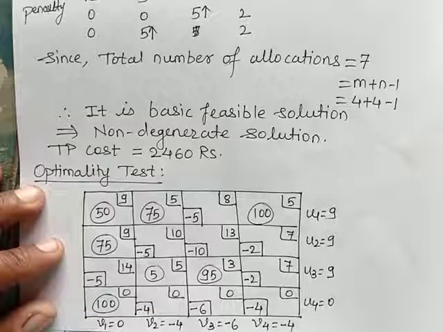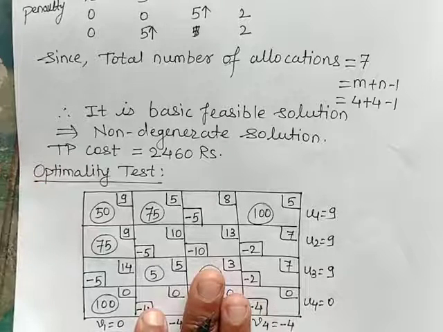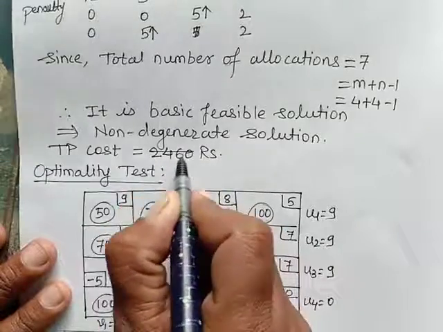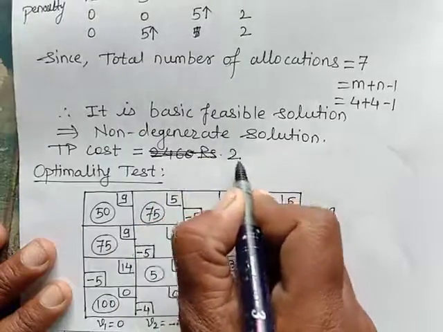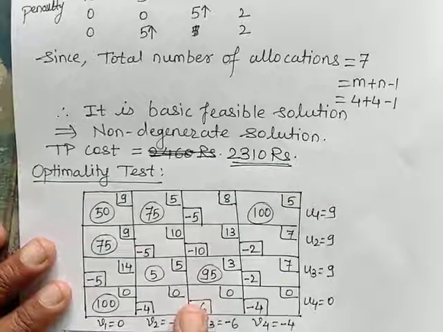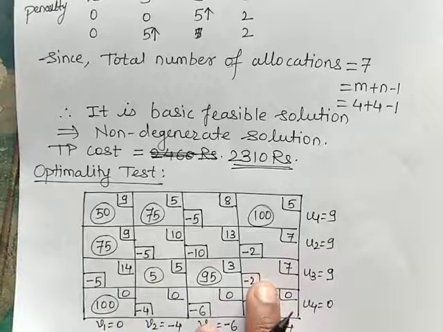So now all delta ij's are strictly less than 0. So this is an optimal solution. Sorry, this TP cost is not the correct one. This TP cost is 2,310 rupees. Sorry for that. This is an optimal solution here, since all delta ij's are strictly less than 0.